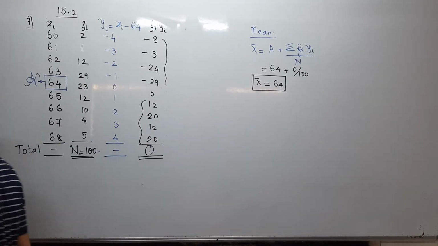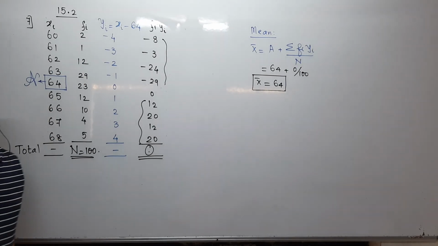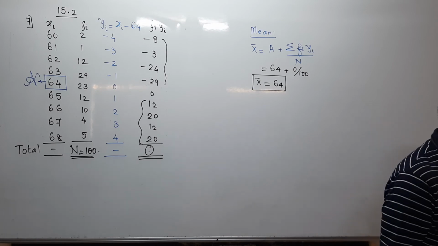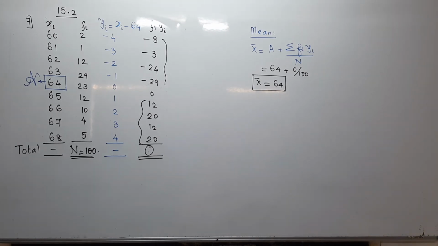Students, remember this as the result. When the total of fi yi is 0, assumed mean and mean, students, turn out to be the same.